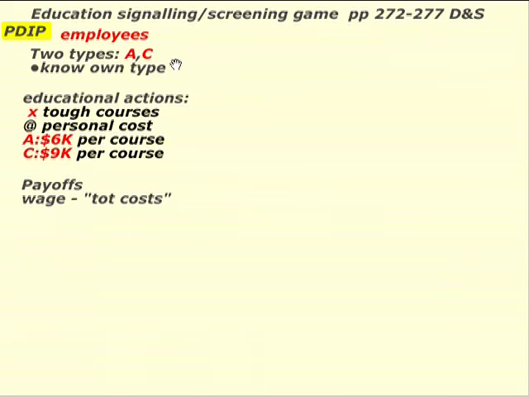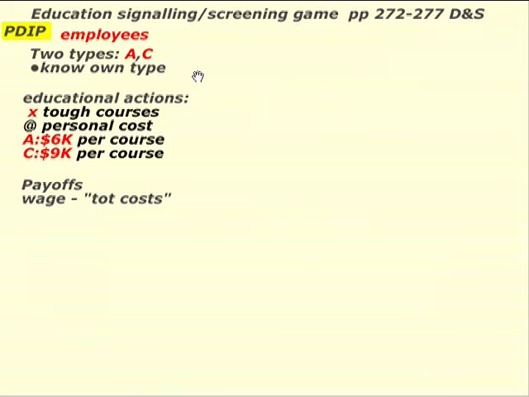Now, the private information comes because the two employees, or the two types of employees, know their own type. The things that an employee can do is to decide whether to apply for a job, and if they apply for a job, whether or not to take a set of courses that the employer has yet to decide upon.